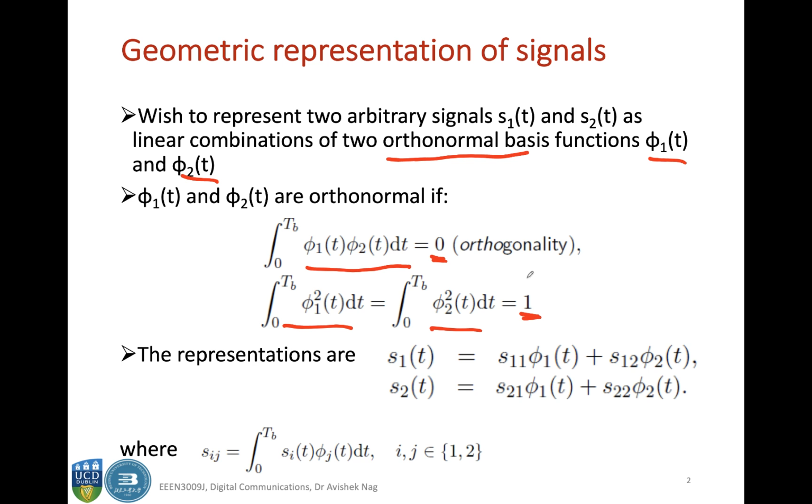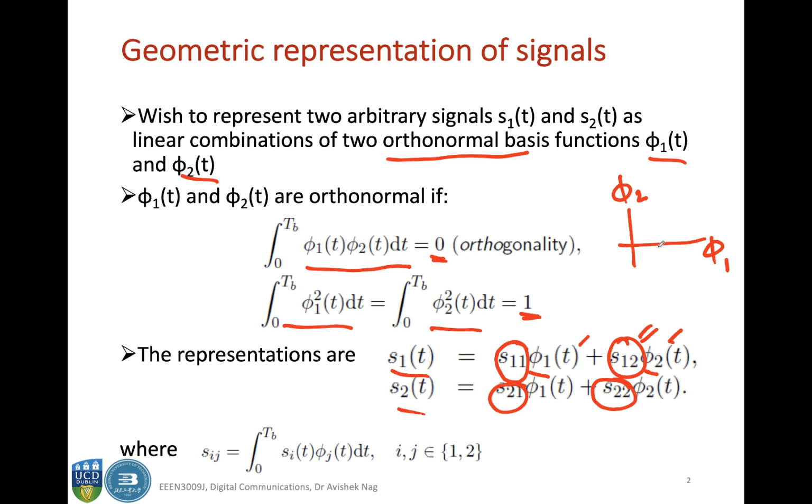Then in that case you can represent the signals S1(t) and S2(t) as a linear superposition of phi1(t) and phi2(t) with these coefficients. These coefficients are nothing but the projections of the signals onto the phi1 axis and the phi2 axis, and then you can define a two-dimensional space having two axes phi1 and phi2, just like your x and y axes in Euclidean coordinate geometry.